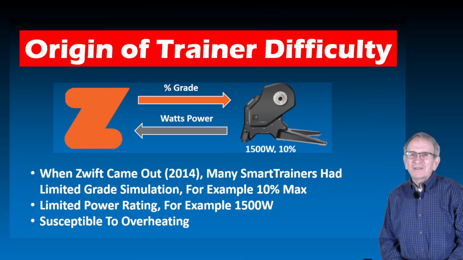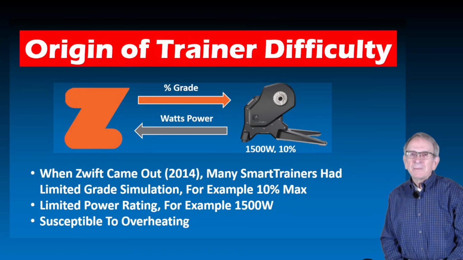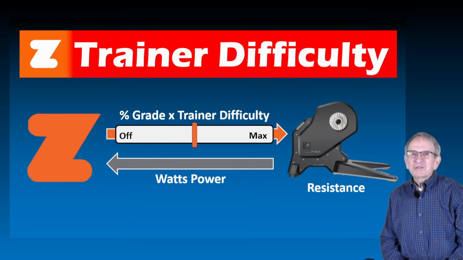So what was the origin of trainer difficulty? Well, when Zwift came out in 2014, many of the older Smarttrainers had limited grade simulation capabilities, for example 10%. And if the in-game route went up to 15%, why, the trainer could still only simulate 10%. And many trainers had limited power ratings. And if you rode for extended periods of time at those limits, why, some of the trainers were susceptible to overheating. Well, how to deal with that? Introduce trainer difficulty, so you could wind down the grade simulation.